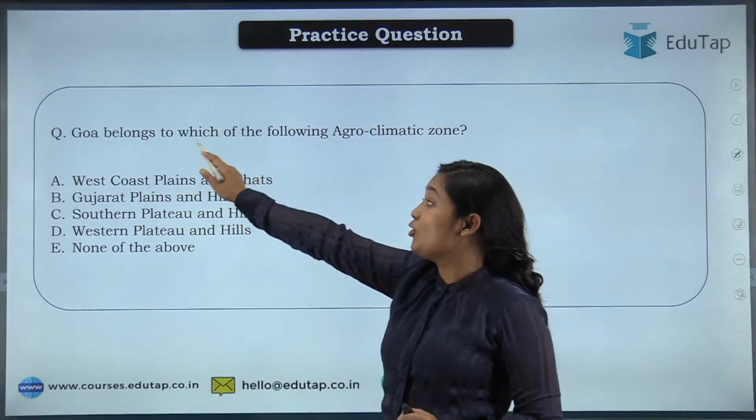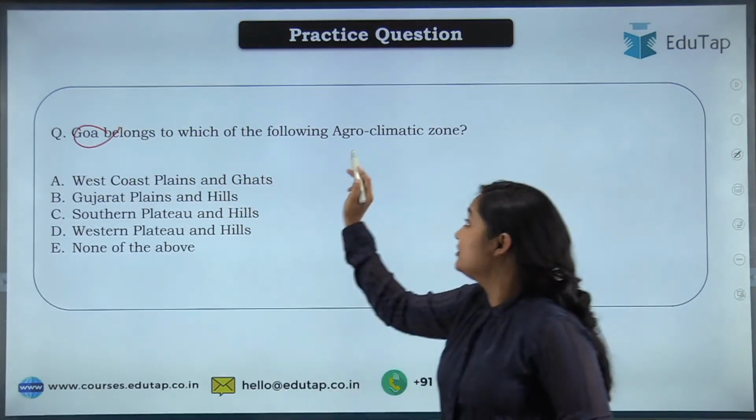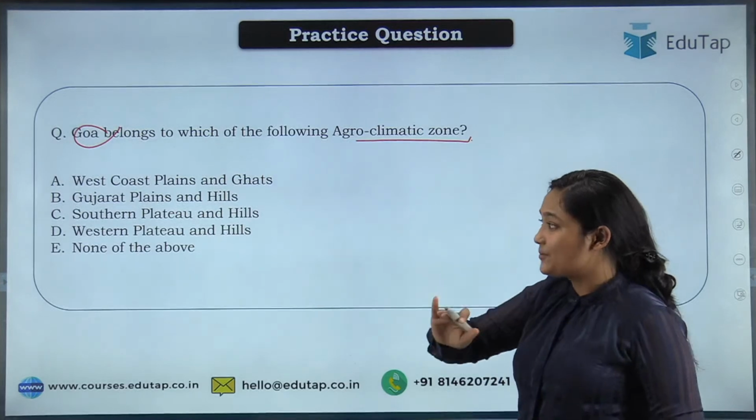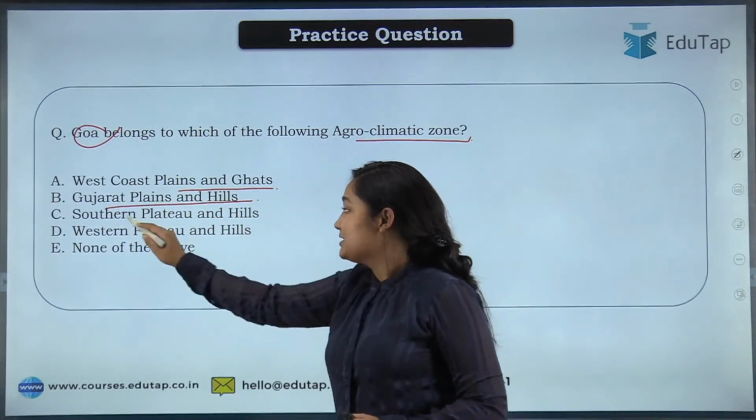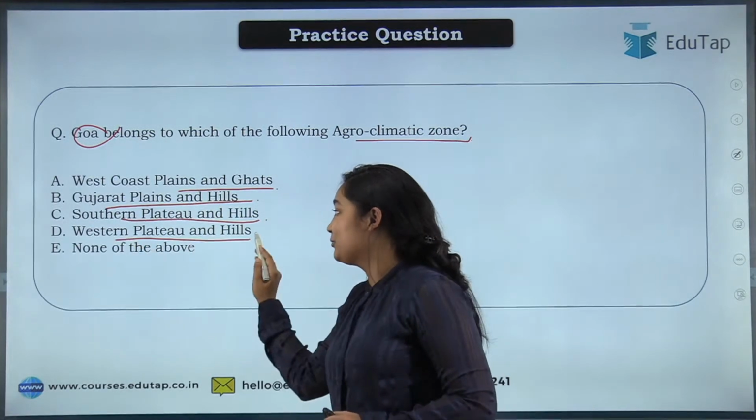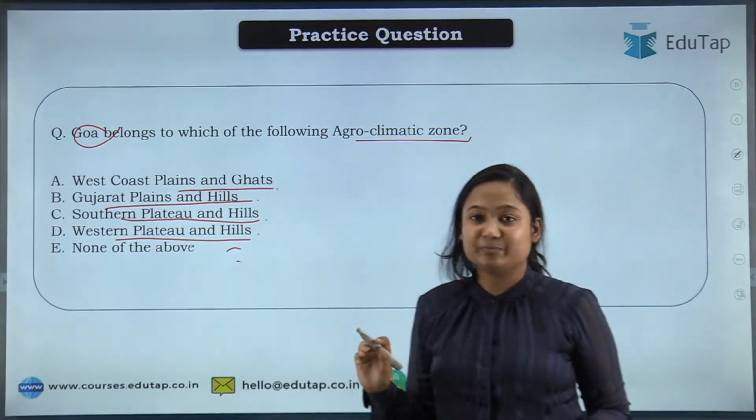The question is, Goa belongs again to which of the following agroclimatic zones? Your options are West Coast Plain and Ghats, Gujarat Plain and Hills, Southern Plateau and Hills, Western Plateau and Hills, or none of the above.